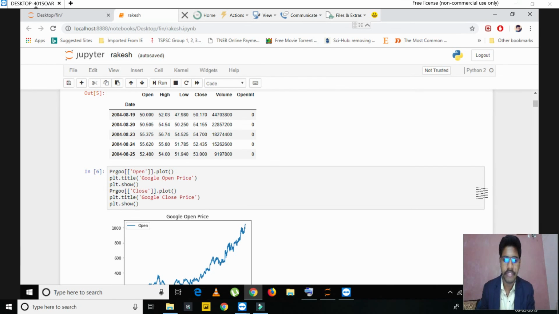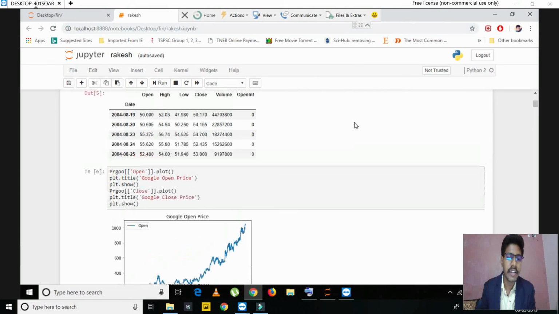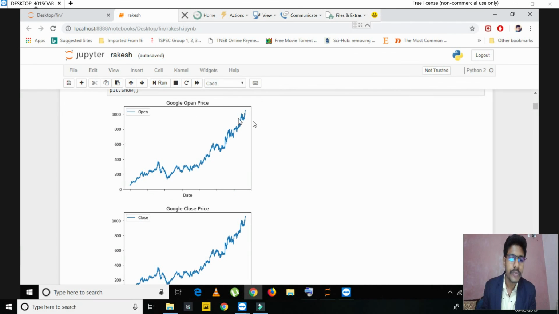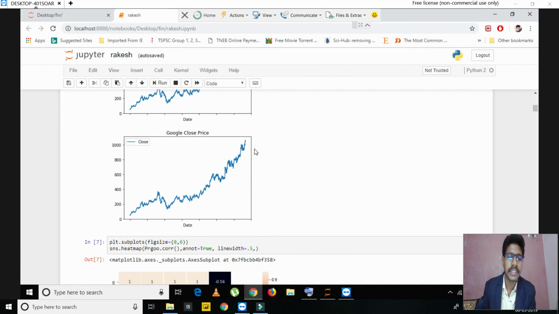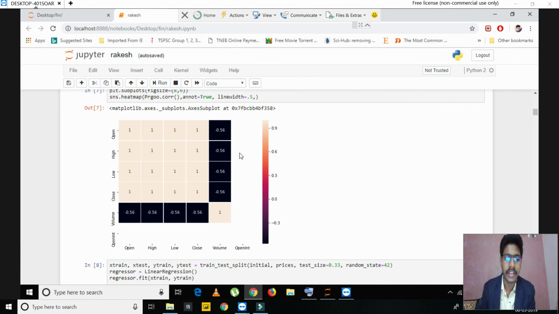This is the file, you can see here, the package in zipped format, google.us.txt. You can see here the datasets from 2004 to 2019. You can see open, high, low, close, volume. This is the most important thing here. You can see the Google open price from 2004 to 2019. So the overall percentage of open price and close price can be used here. This is the n cross n map, also called a heat map.